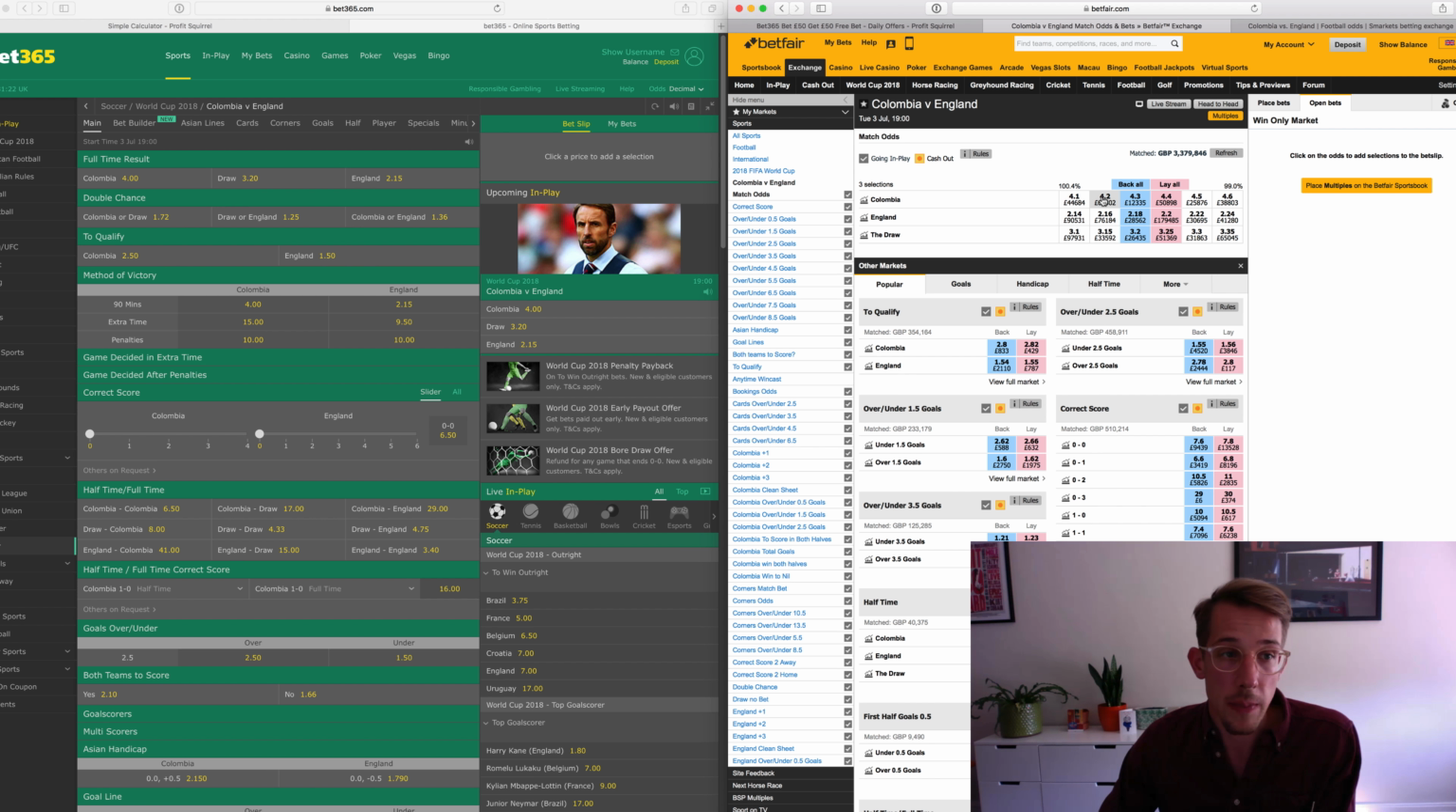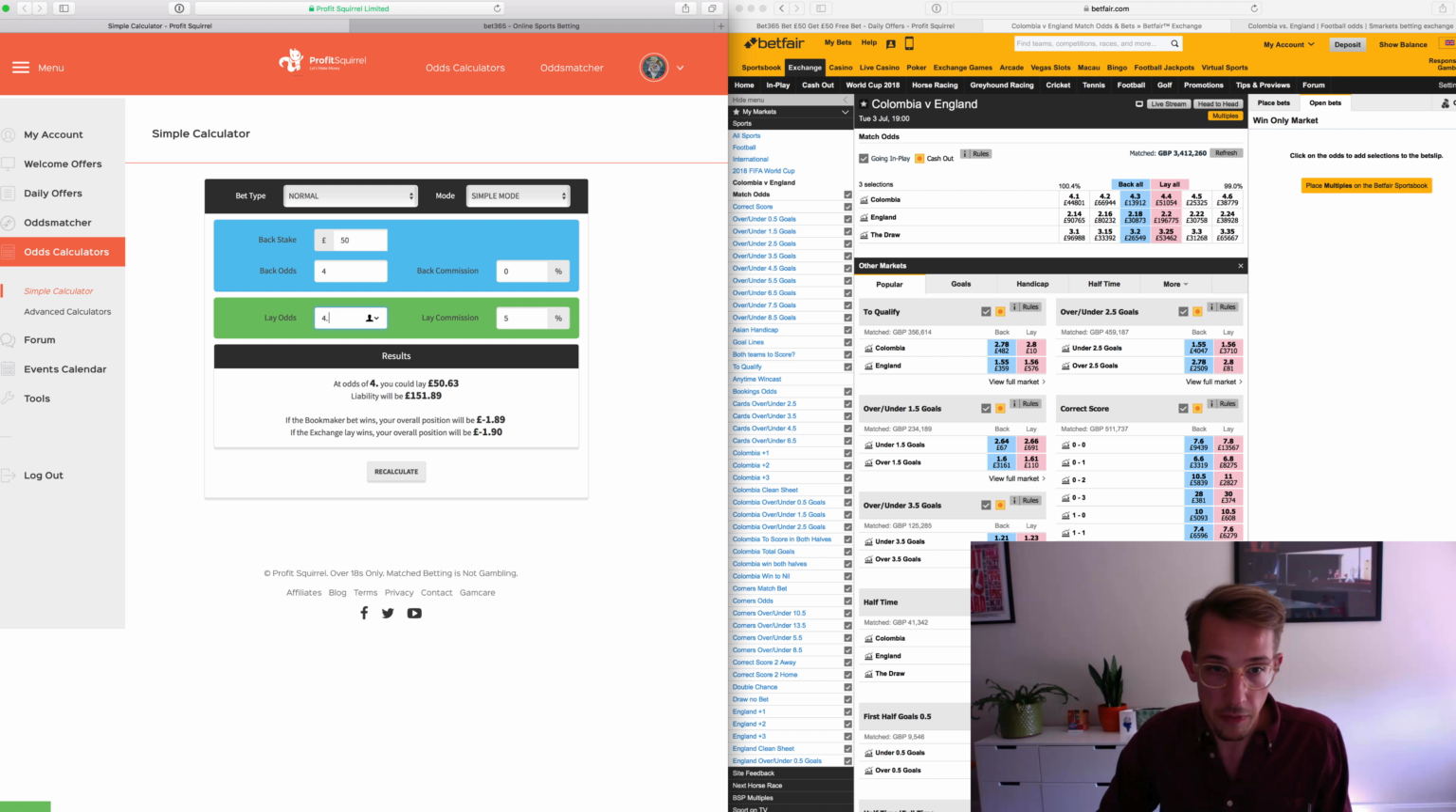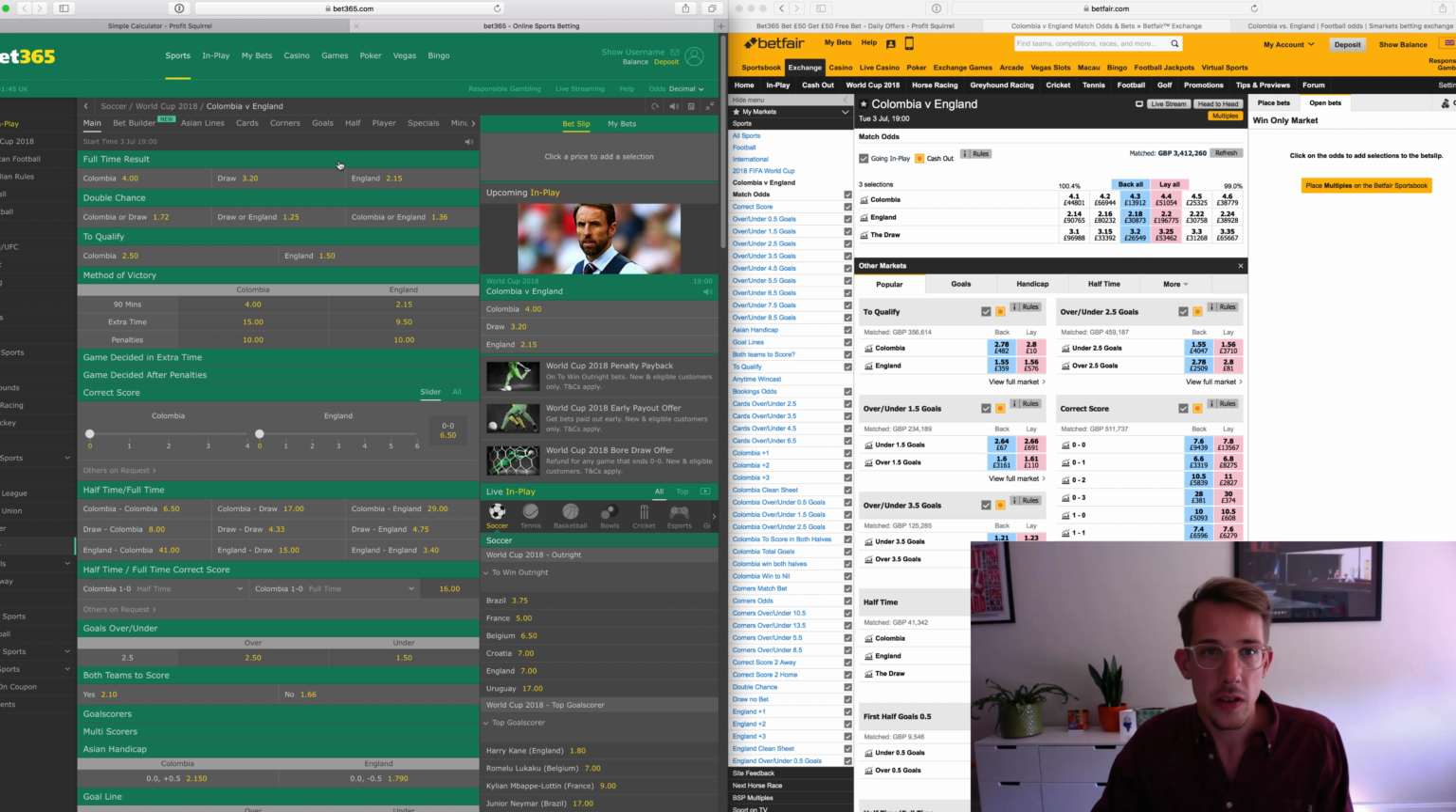So here we've got Colombia to win 4. They're offering 4.4 on here. That's not too bad. From experience, I know that we can probably do better, because, for example, say we're going for the £50 back stake. The odds they're offering at Bet365 are 4.4, against 4 on the exchange. It's quite a hefty qualifying loss there, £6. So what we're going to do is just keep scanning through to see if we can find something a bit closer.